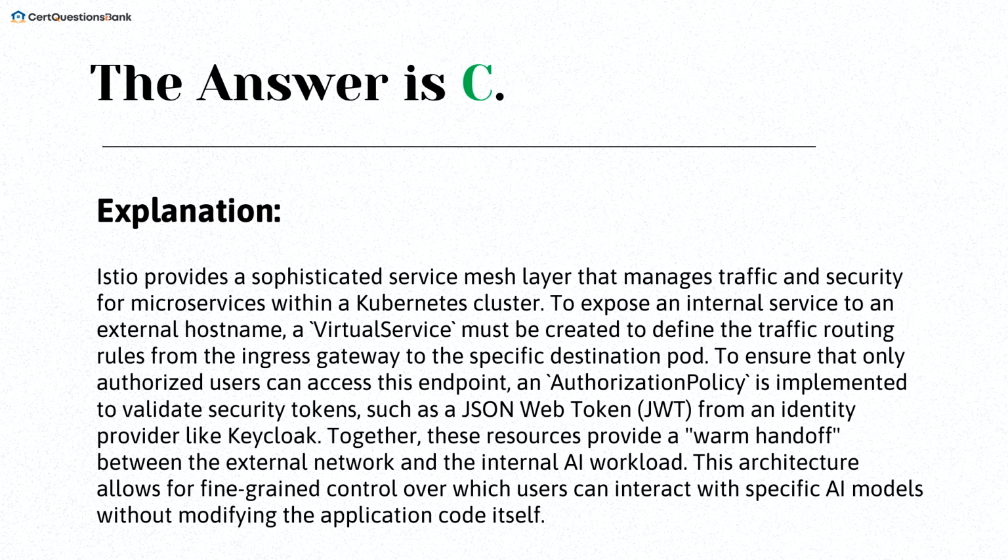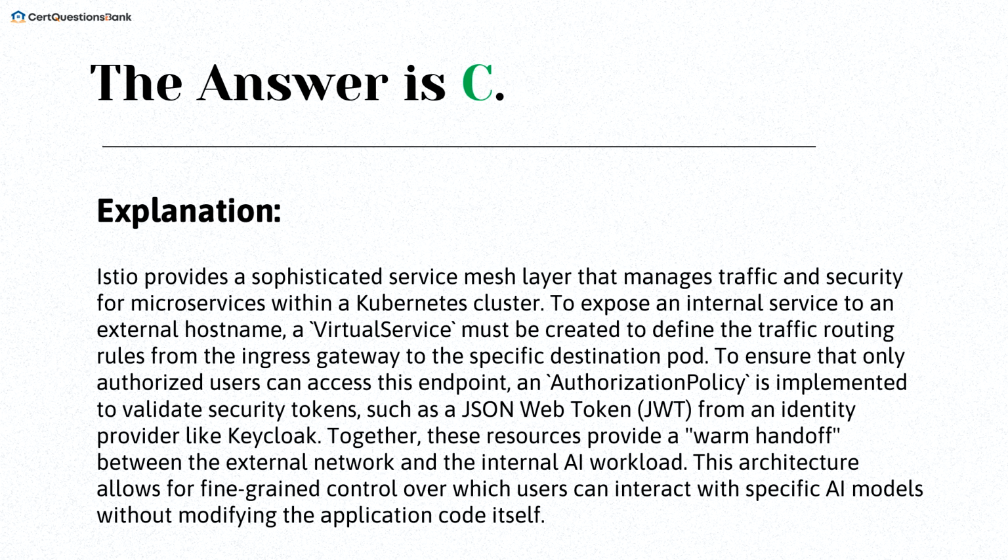Istio provides a sophisticated service mesh layer that manages traffic and security for microservices within a Kubernetes cluster. To expose an internal service to an external host name, a (virtual service) must be created to define the traffic routing rules from the ingress gateway to the specific destination pod.